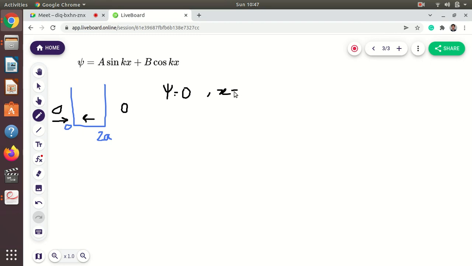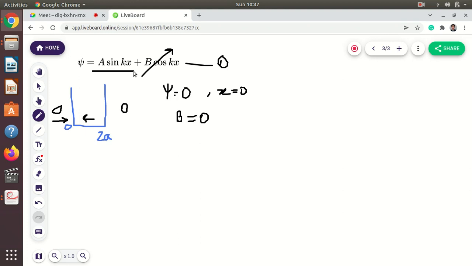I am applying the first boundary condition. Okay, so put this in this equation. Let's say this is equation number 1. So sin 0 will become 0, so this part is going to be cancelled. And ψ is anyway 0. So when you put cos 0, which is 1, B is equal to 0. So from this part you get B is equal to 0. This means this part of the wave function is absent. So I am getting only the A sin kx part.